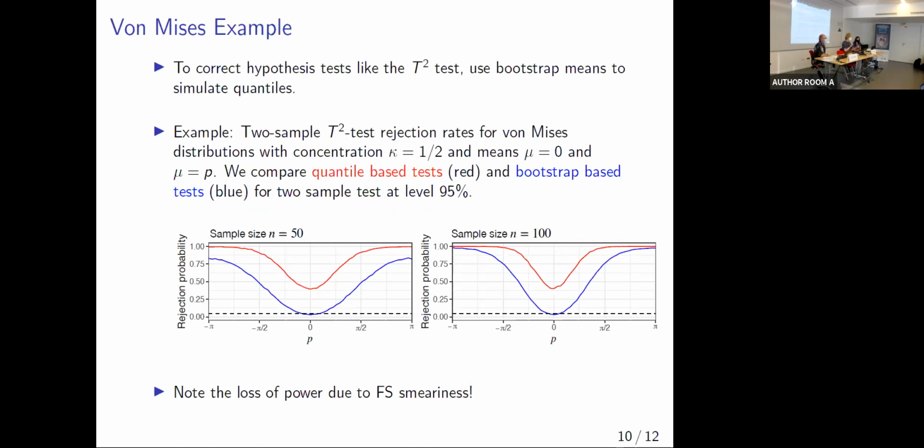So one has mean 0, one has mean p, and we see if we take the quantile-based test, we don't get the correct level, right? The correct level is supposed to be 5%, which is indicated by the dashed line. And if we use the bootstrap, we actually get the right level. But one already sees here, due to smeariness, the power of the test is lower.